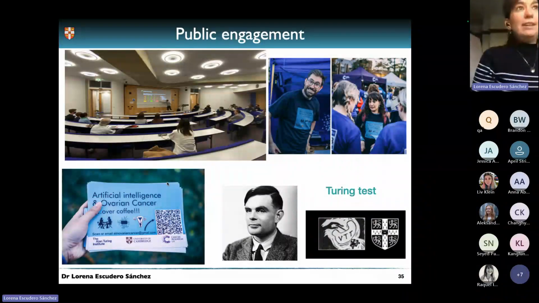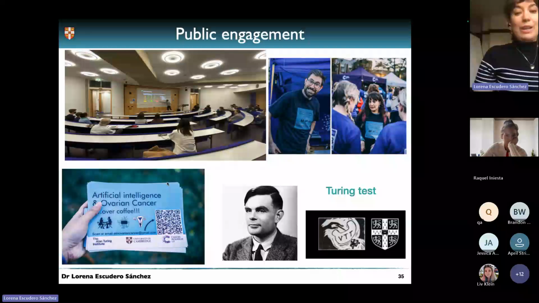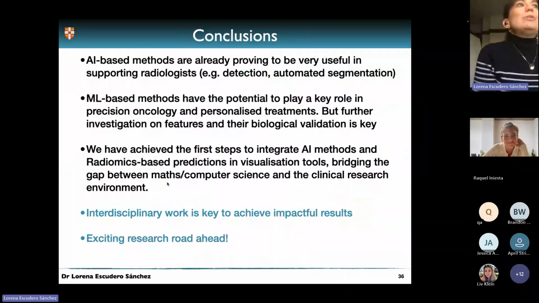And finally, we need to keep the public on our side if we want these tools to be used for real patients. And with this, I mean, we need to keep them informed of what we are doing. We need to keep explaining and having a very honest conversation about the things we are doing, how they work, and so on. So just my conclusions.